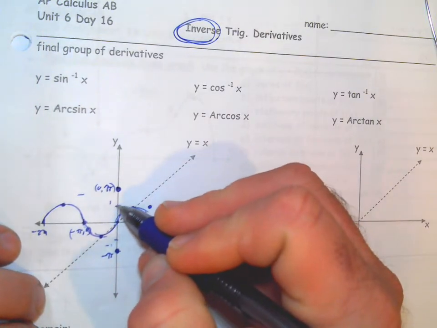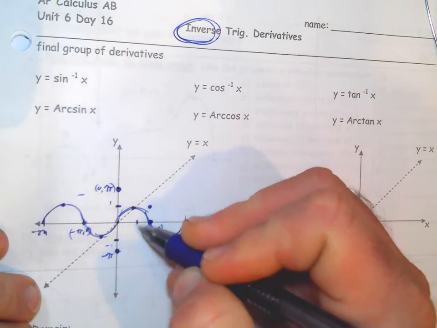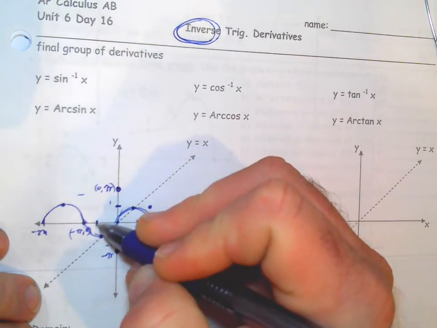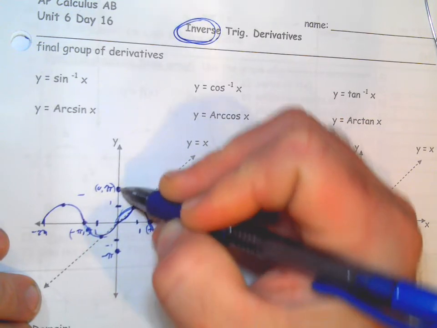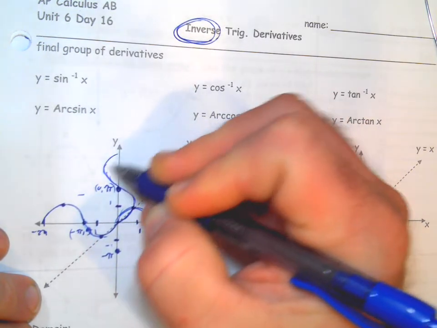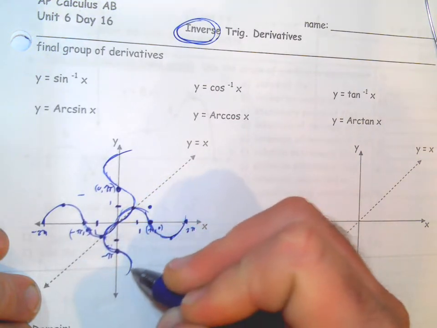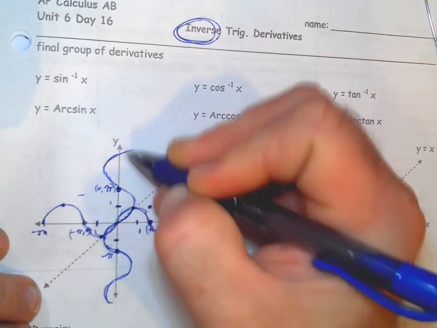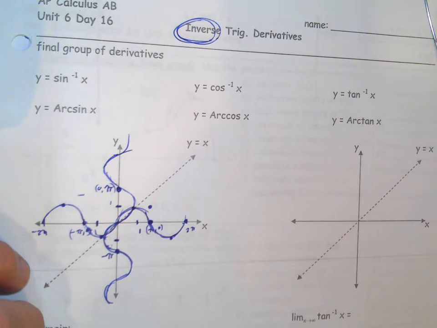And the range of the original graph is going to become the domain. So it's only going to go between 1 and -1. So if we flip it, it looks kind of like this. And it keeps going forever, up and down. Now, the problem with this inverse sine graph is that it's not a function. It fails the vertical line test.